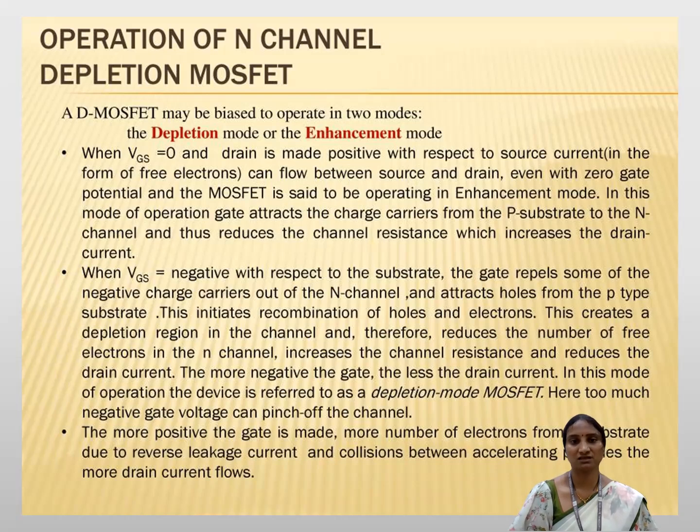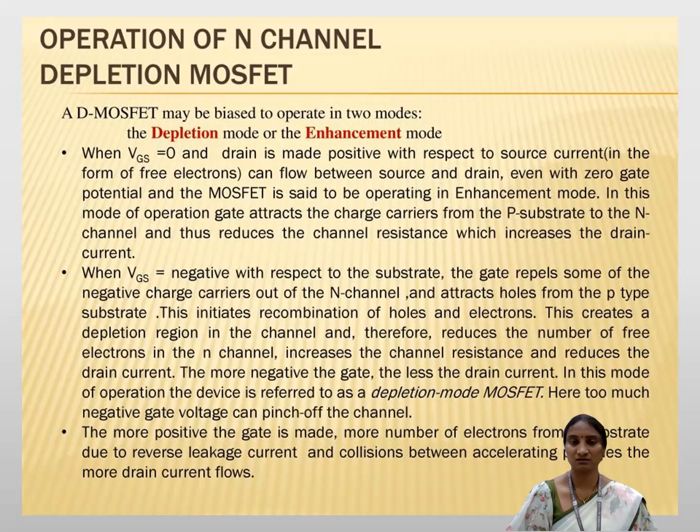When VGS is given with negative voltage, the gate terminal repels some of the negative charge carriers out of the channel and attracts the holes from the p-type substrate. This initiates a recombination of holes and electrons. This creates a depletion region in the channel and therefore reduces the number of free electrons in the channel. It increases the channel resistance also and reduces the drain current. The more the negative voltage on the gate, the less the drain current.